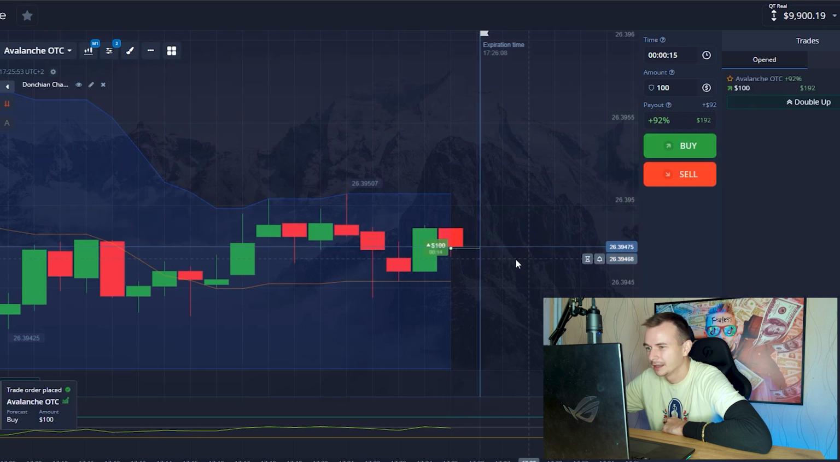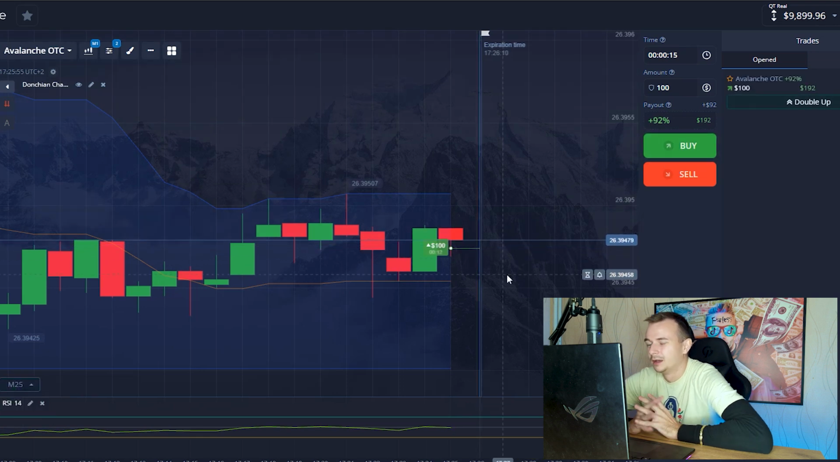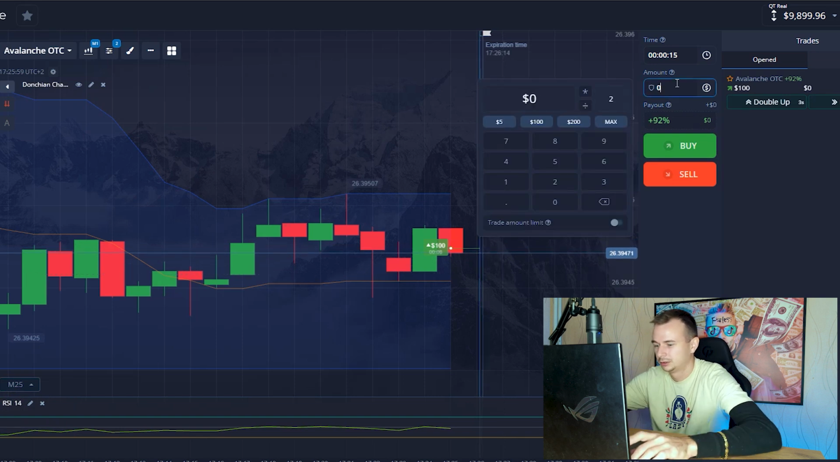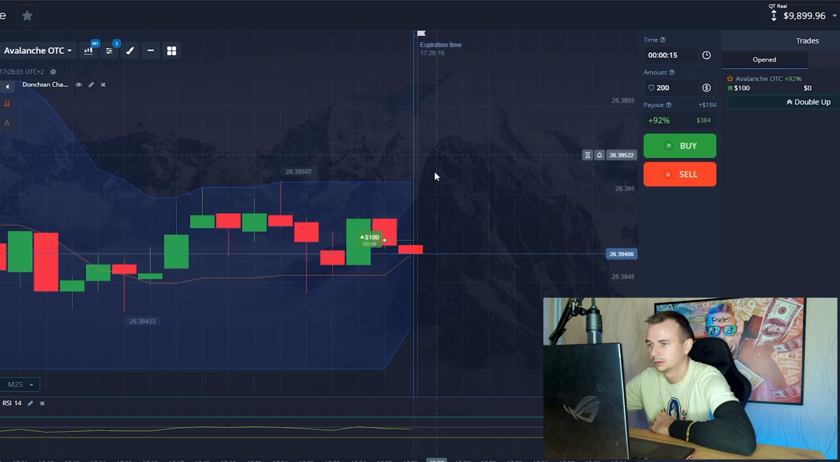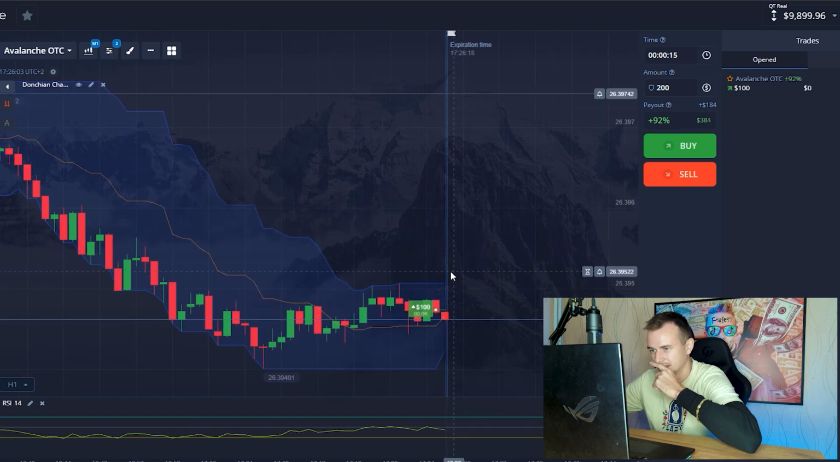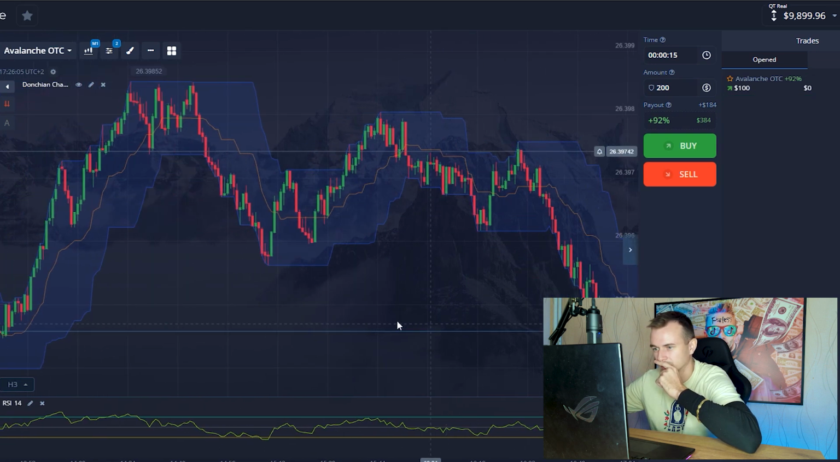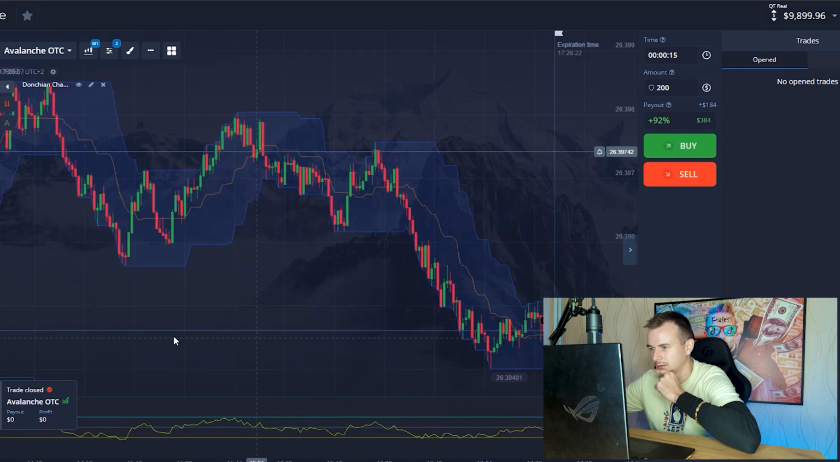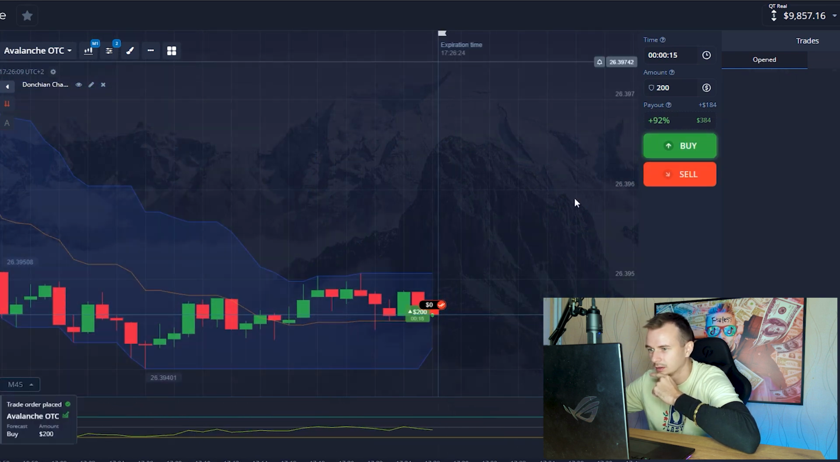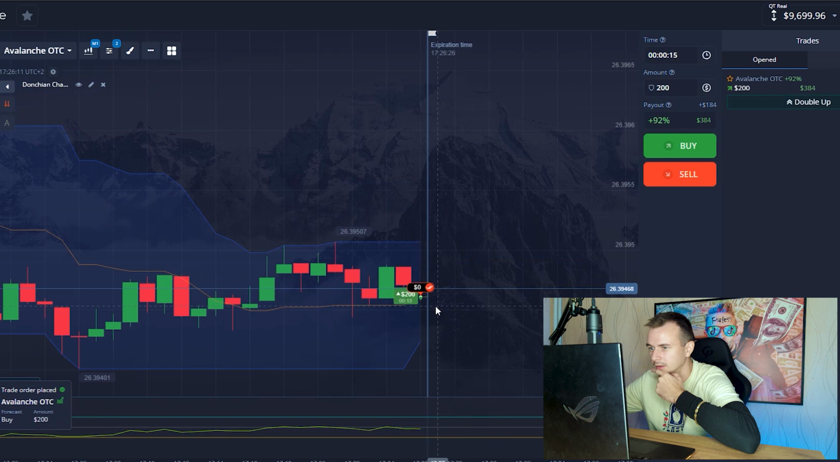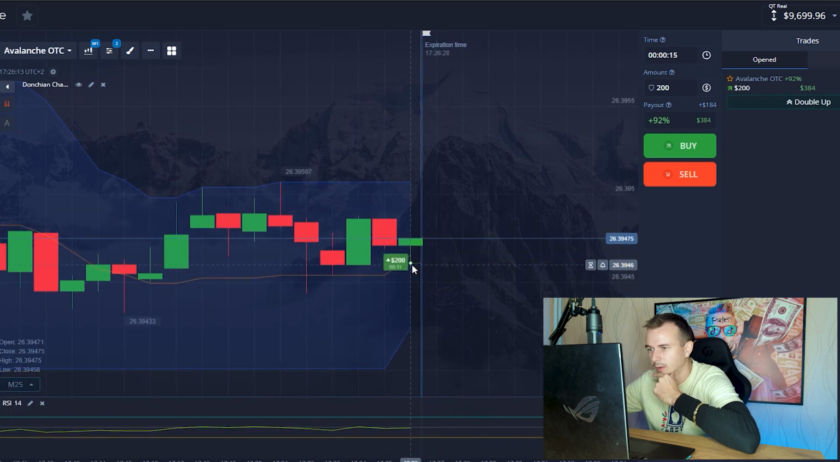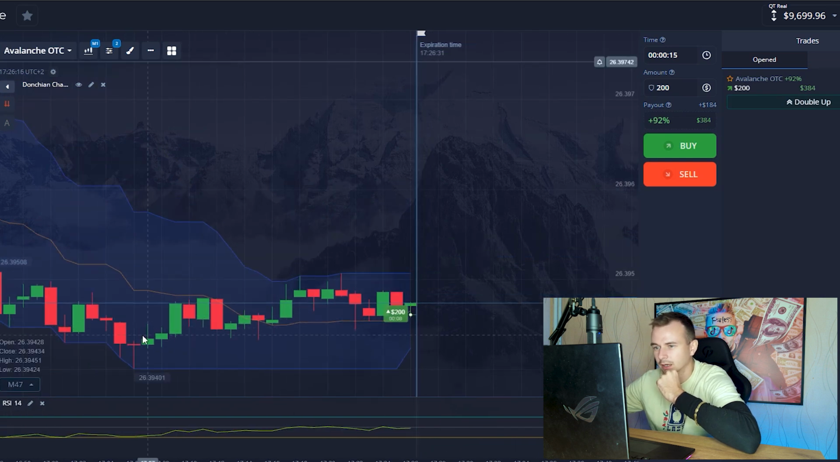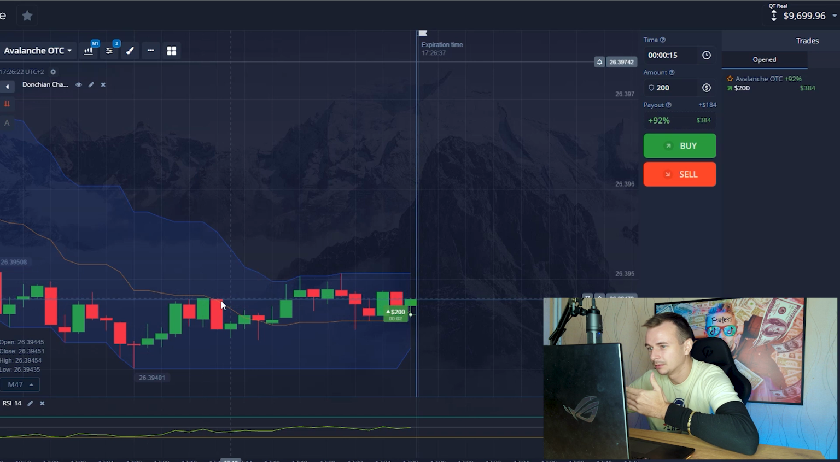I want to buy again from this point because I like this position, and change $100 to $200 and wait. Okay, the price is going down. It's very strange because here we have level, strong level. I lost. Okay, again buy $200 and wait. Where the price is going now? As you can see, all this time what I trading, the price is in the same level.